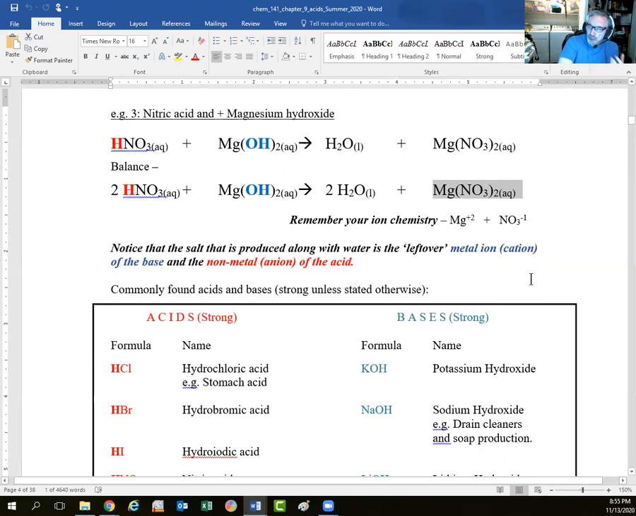So if you're struggling, form water and then the leftover bits come together. That's a good start at predicting the products of an acid-base reaction.